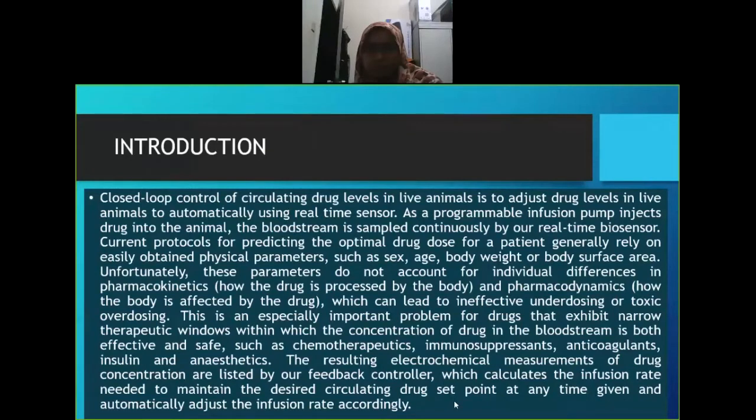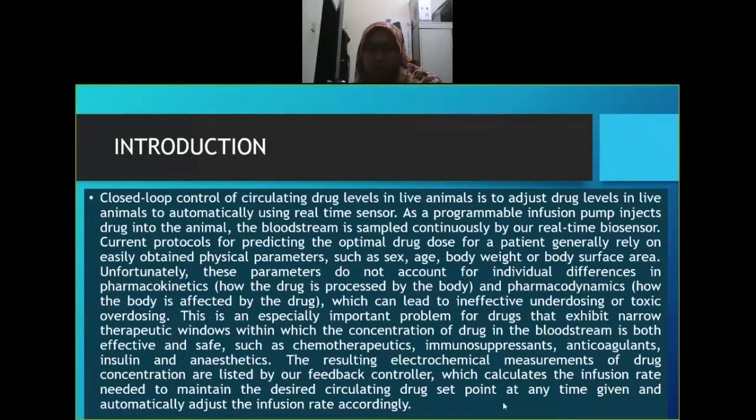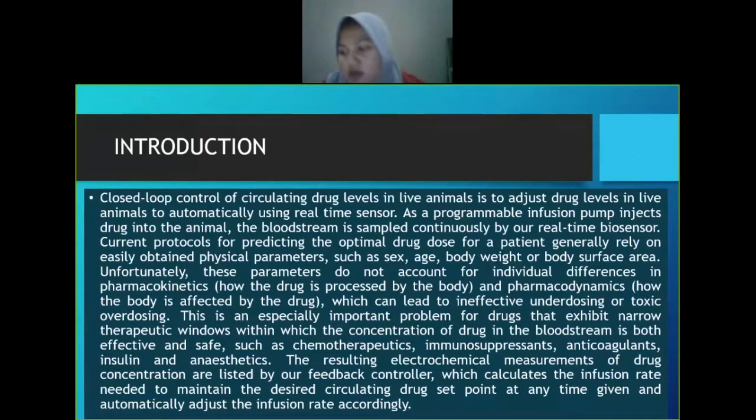The resulting electrochemical measurements of drug concentration are analyzed by our feedback controller, which calculates the infusion rate needed to maintain the desired circulating drug set point at any time, and automatically adjusts the infusion rate accordingly.